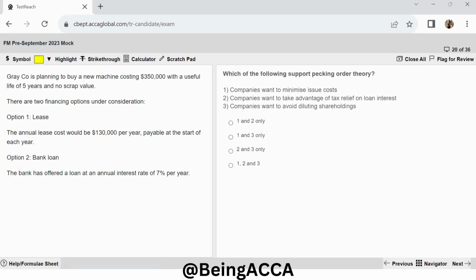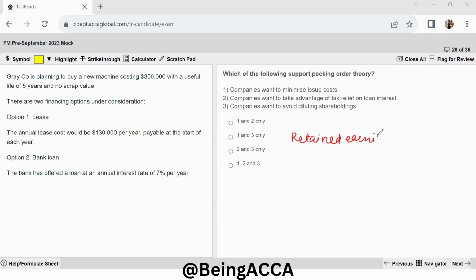This is the last question relating to this OT case. Which of the following support pecking order theory? Now, we have three options given to us over here. Pecking order theory says that there is a specific order in which companies raise their finance, which is the most effective order. The order that the theory has specified is, first of all, go for retained earnings. Why? Because they are an internal source of finance.